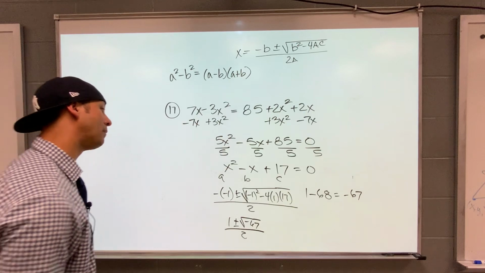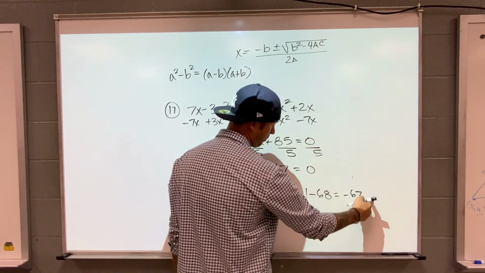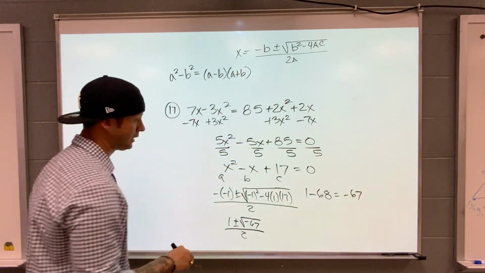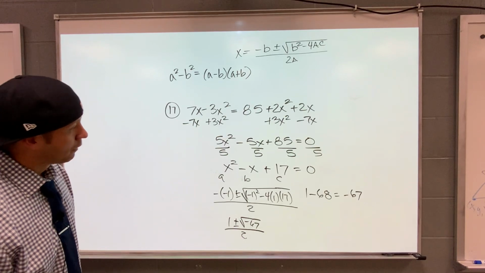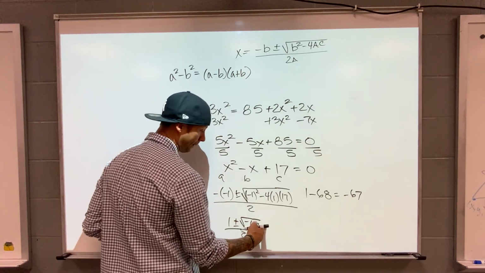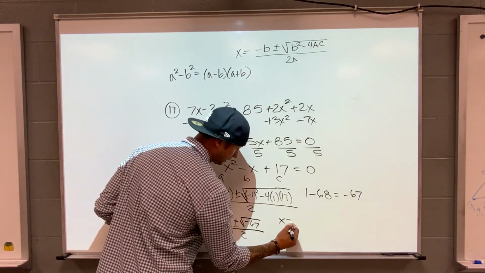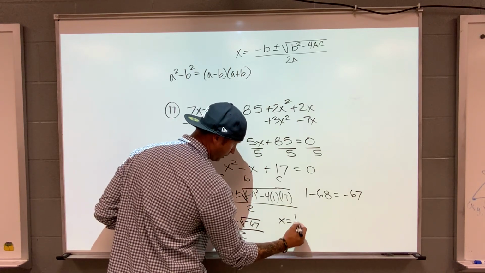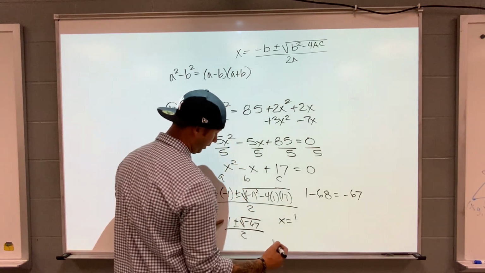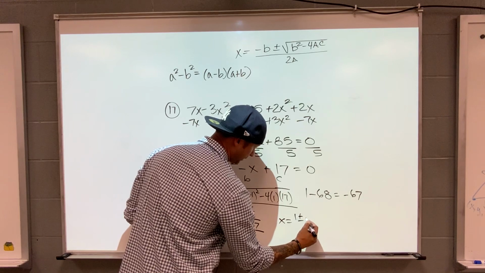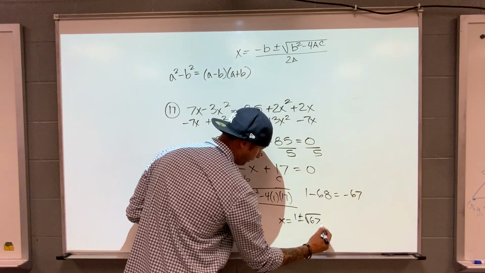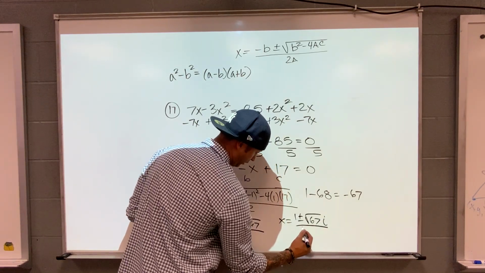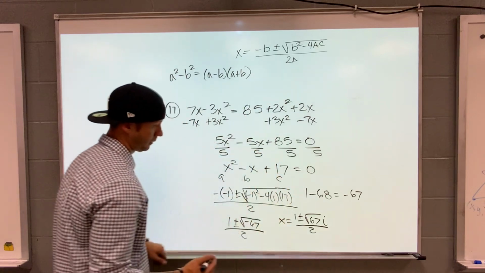67, is that a prime number? It's not on my multiplication tables. So we can pull out an i for the negative. So x is going to be equal to 1 plus or minus root 67 i all over 2.